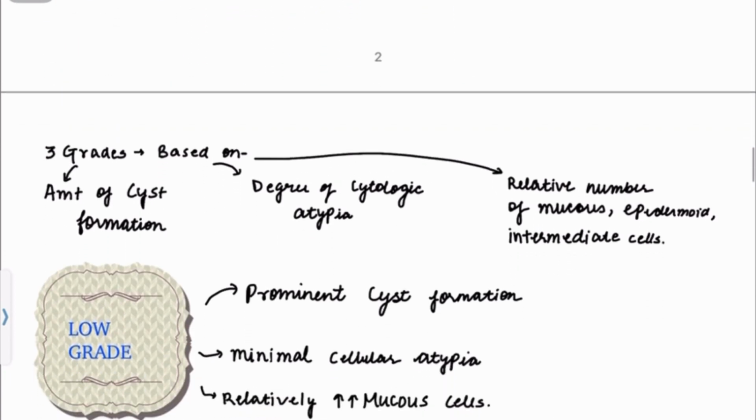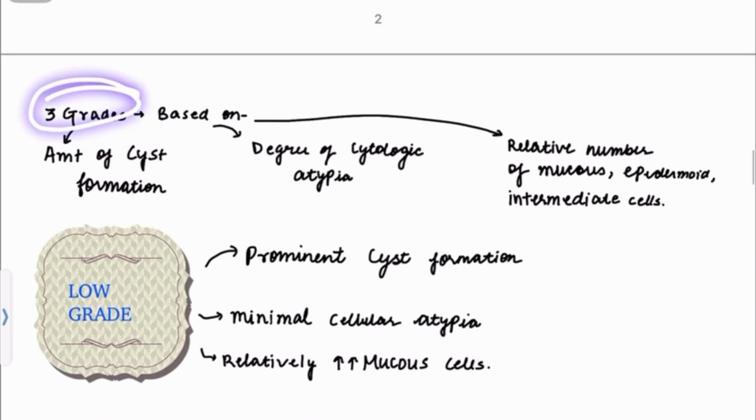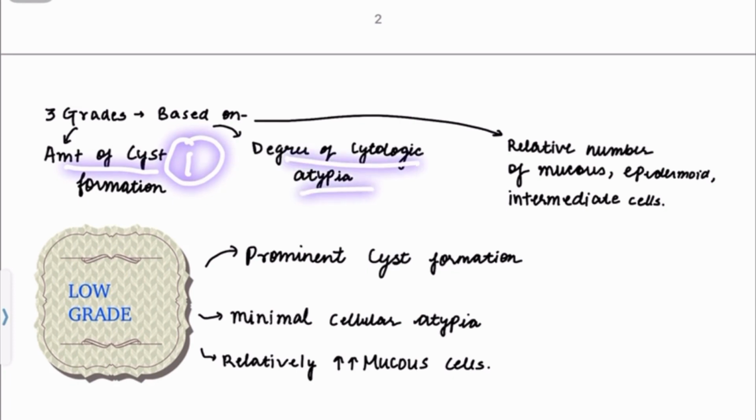Now, on the basis of these 3 features, we have divided these into 3 grades. So, let's see the features. First is the amount of cyst formation, second is the cellular atypia, and third is the relative number of mucus, epidermoid and intermediate cells, that is which cells predominate.